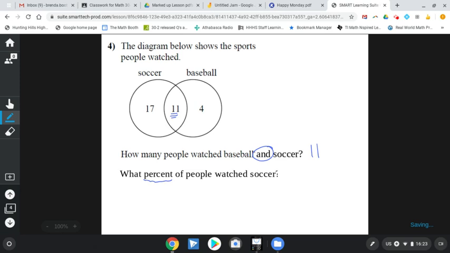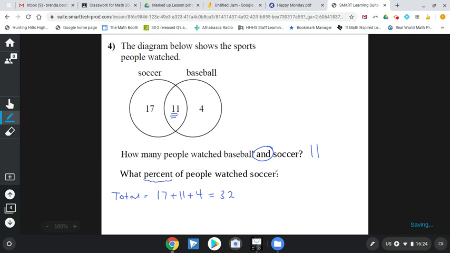Now here's our first go with a percentage question. What percent of people watch soccer? So what we need to do, first of all, is figure out how many people were in the survey. So we're going to get our total number of people by adding all the sections. So 17 plus 11 plus 4, 32. So 32 people in total.